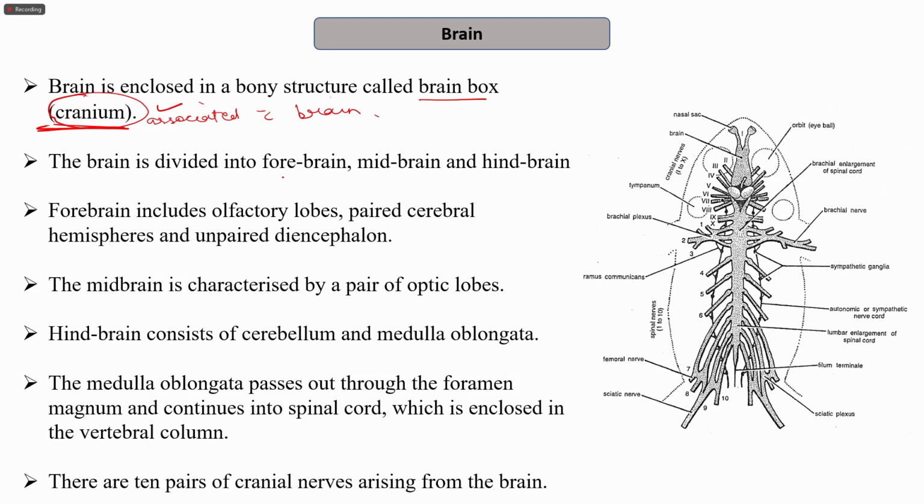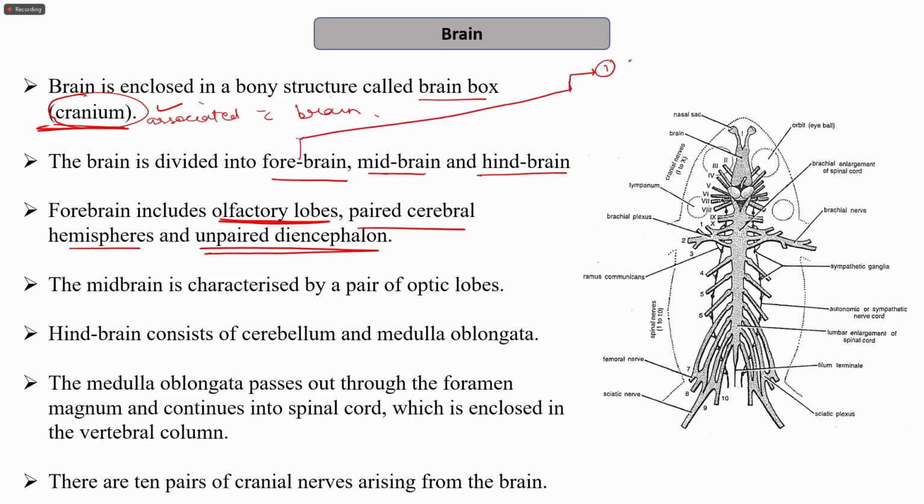The brain is divided into three regions: forebrain, midbrain, and hindbrain. The forebrain includes olfactory lobes, paired cerebral hemispheres, and the unpaired diencephalon. You need to remember the different parts of the forebrain. The forebrain mainly includes, firstly, olfactory lobes that help in olfaction.